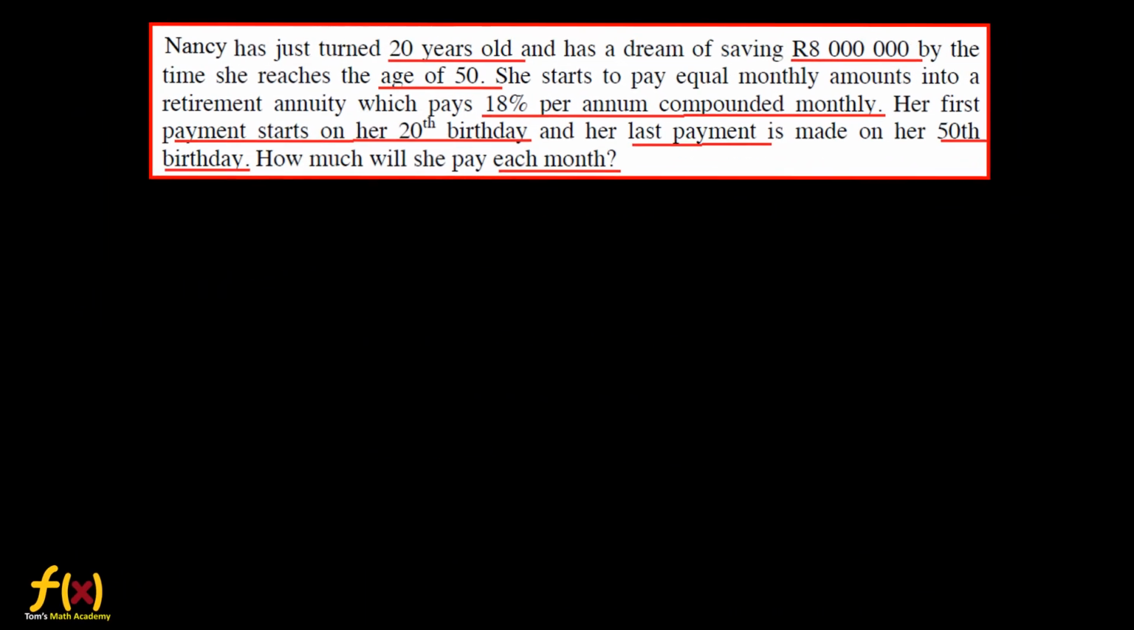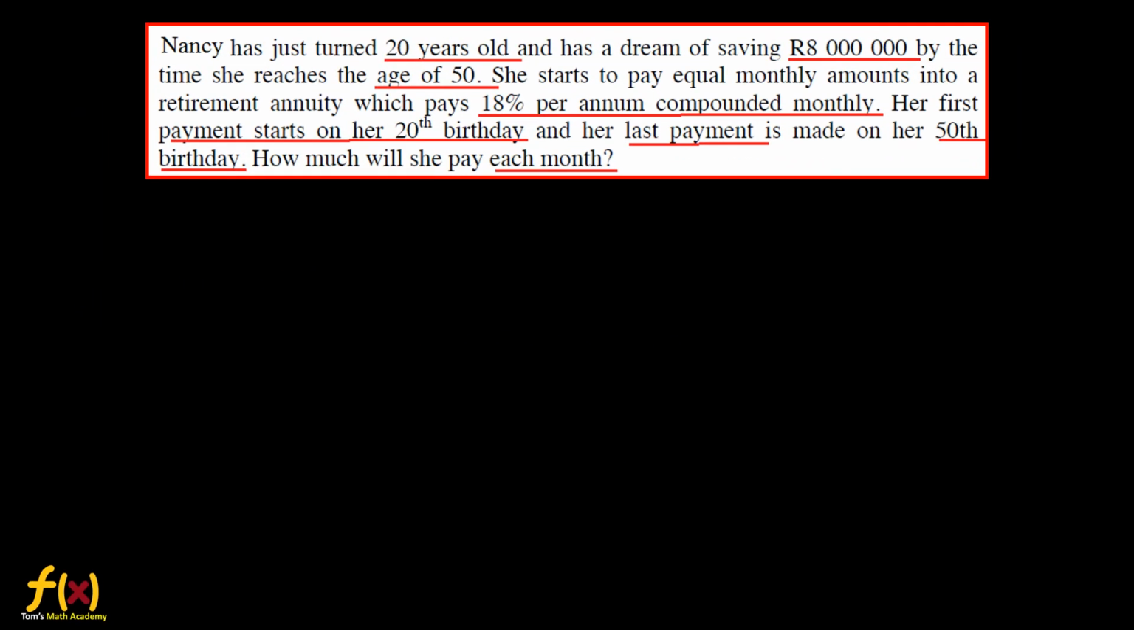Nancy has just turned 20 years old and has a dream of saving 8 million by the time she reaches the age of 50. So it is total 30 years saving. 18% per annum compounded monthly.